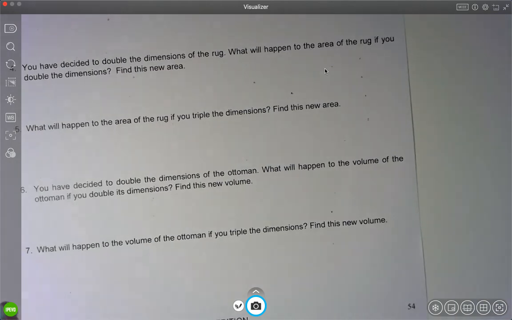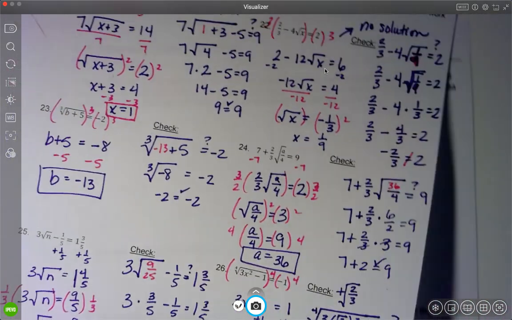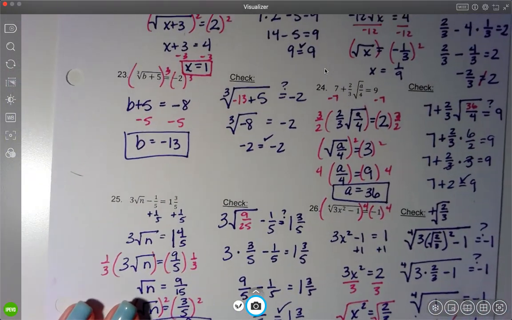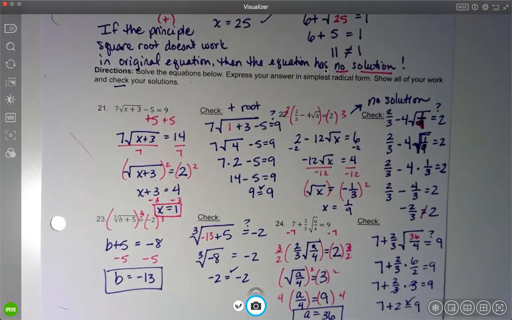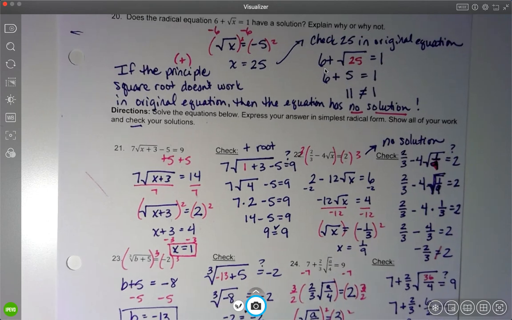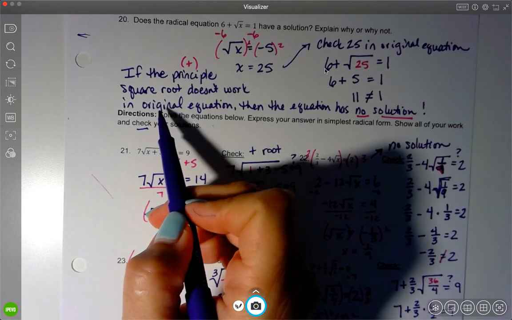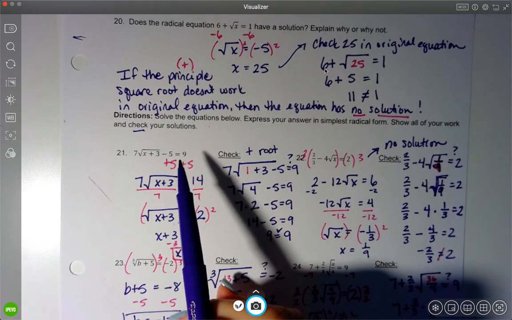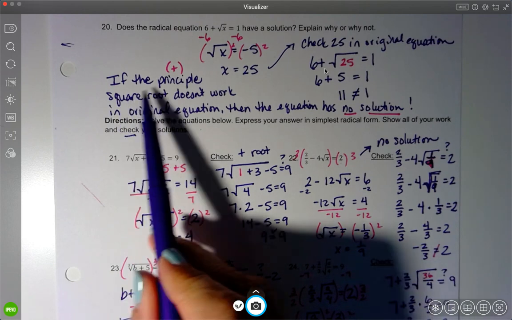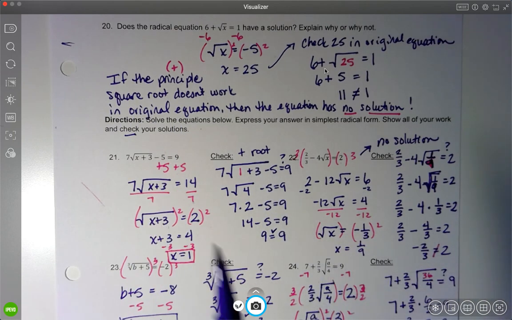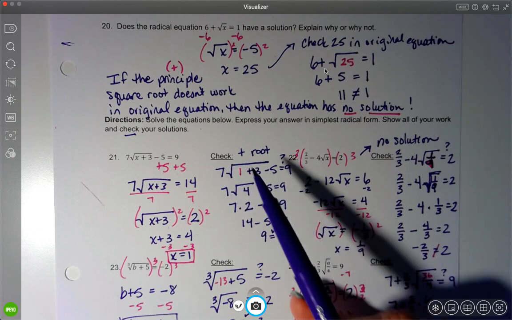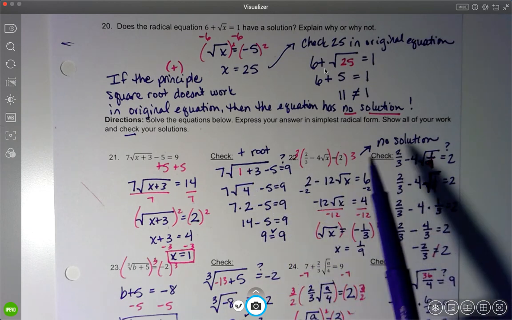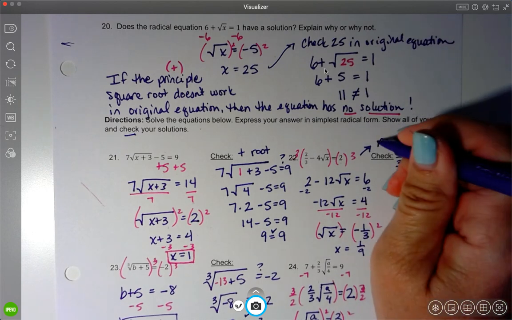Oh, that is our last page. All right. So I hope this helps you with your homework, and just make sure that if you have an equation like this, you need to check the principal root. So this check isn't just to do more work. It's actually to see if there's no solution or problem.